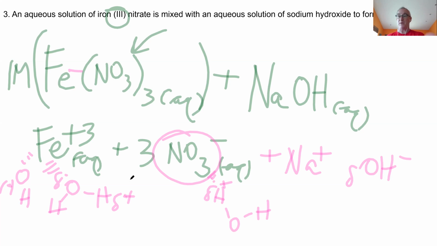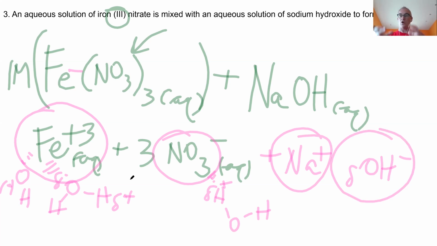So this is what we actually have in solution. When I dissolve my iron 3 nitrate and the sodium hydroxide, they're both in solution. So when I put them together, this is what's in solution. Iron 3 ions, nitrate ions, sodium ions, and hydroxide ions, all present in solution. But a reaction takes place.